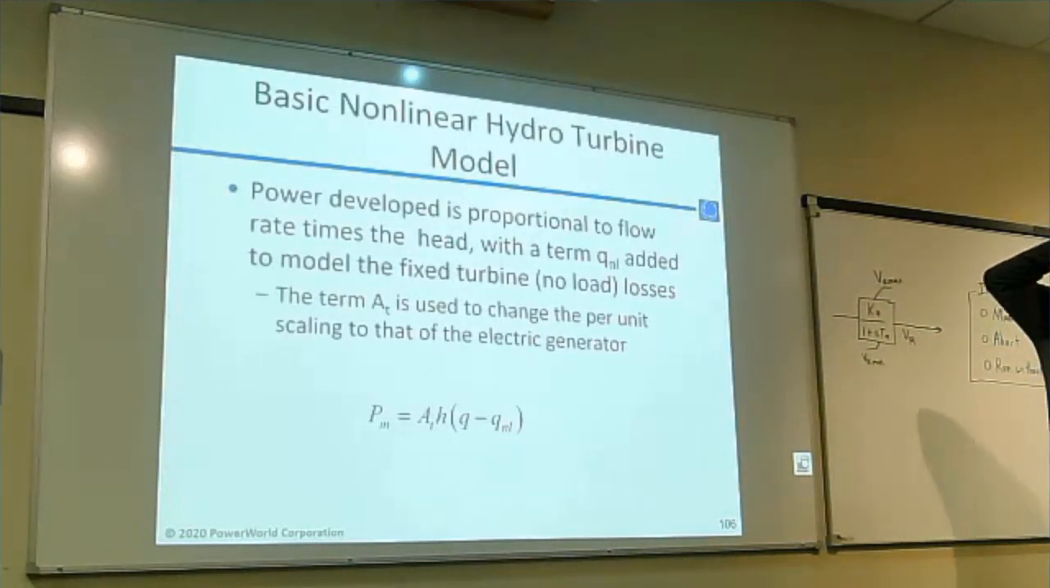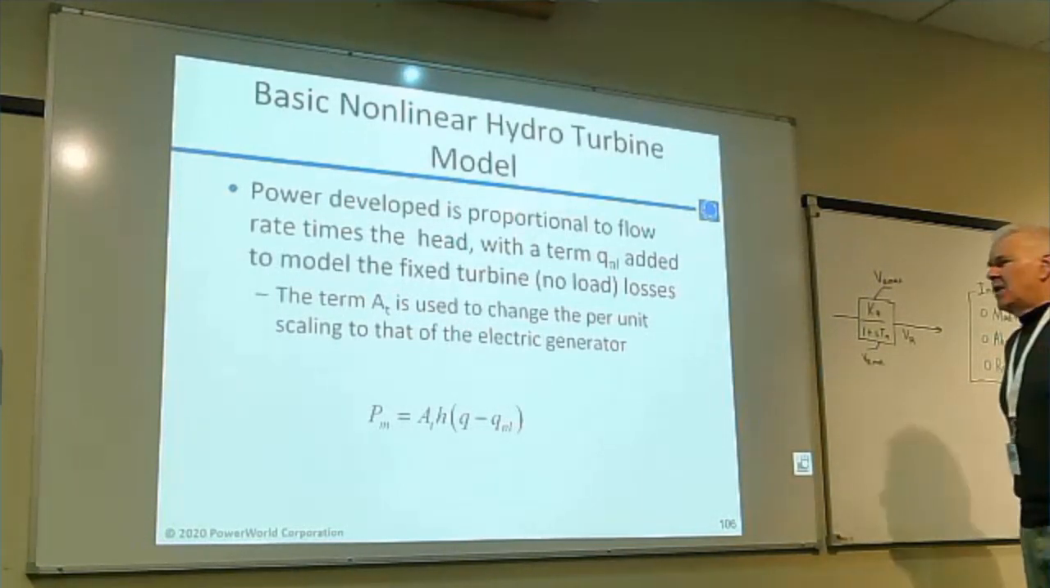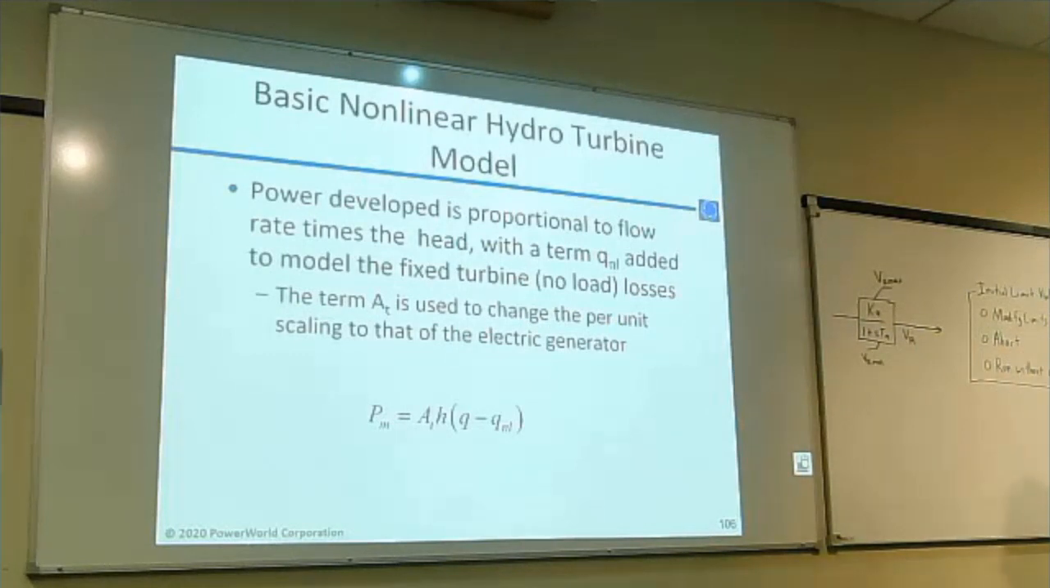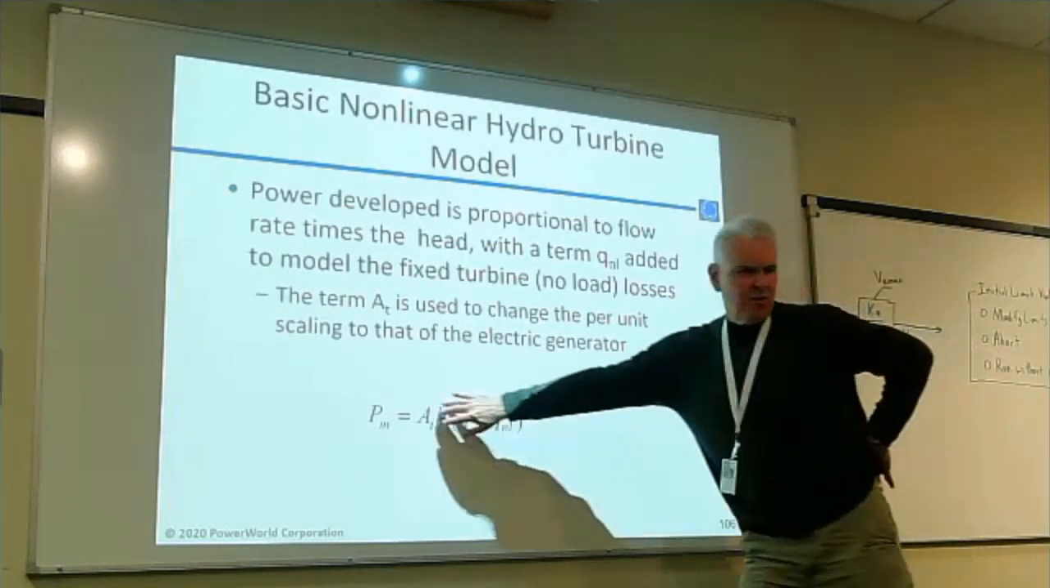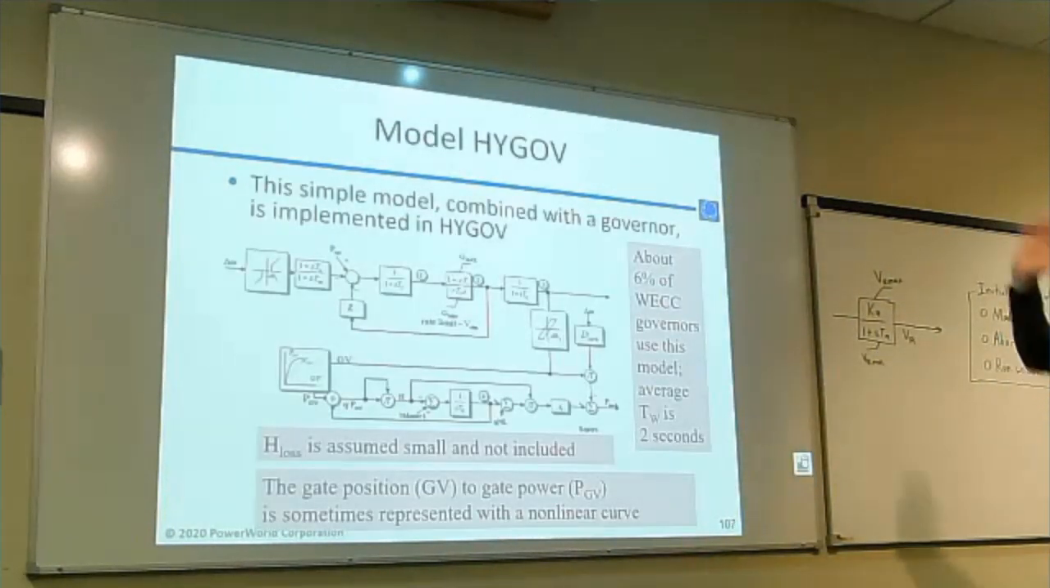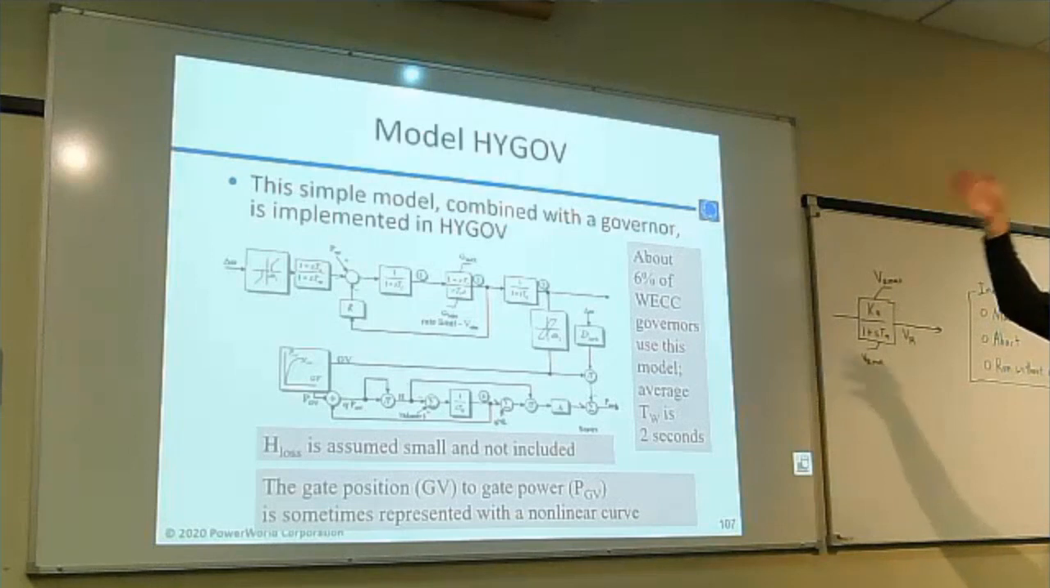The power developed is proportional to the flow rate times the head, with the term Q_NL added to model the fixed turbine or no load. The NL stands for no load losses in the model. Then we have an A_t term, which is used for per unit scaling to that of the electric generator. So you get this equation right here. When you put it all together, you get a model that's the HYGOV model.